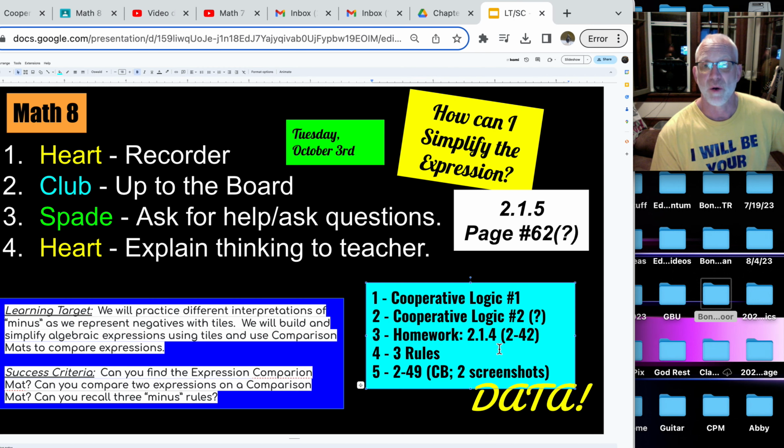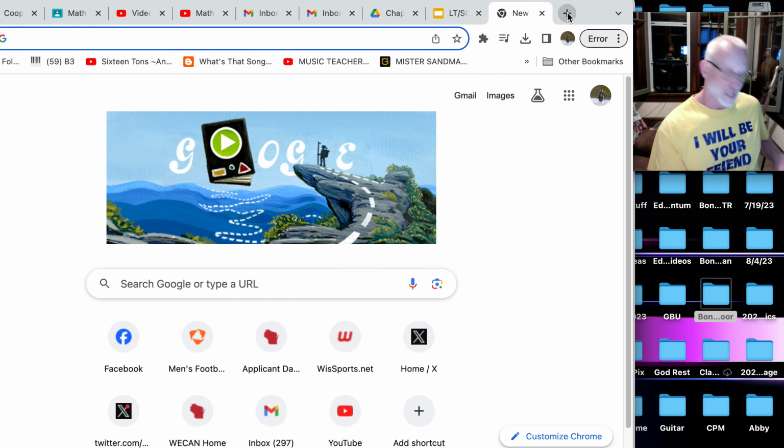And then we went into homework 2.1.4. We want to start with problem 42. So I'm going to emphasize that to the kids. Start with this problem. So I'm going to open up my CPM math.